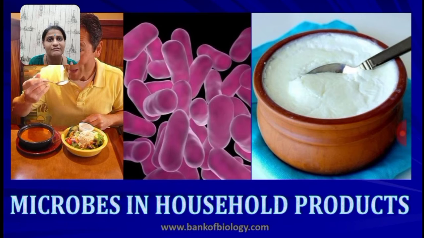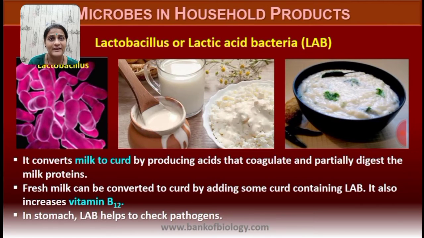So first, today we study how microbes are used in household products. Microbes and their products are used in everyday life, for example in the production of curd, in the formation of dough, cheese, etc. Let us start with the first thing, that is the production of curd. For the production of curd, microorganisms like Lactobacillus, commonly called lactic acid bacteria, grow in the milk, and they convert the milk into curd, right?